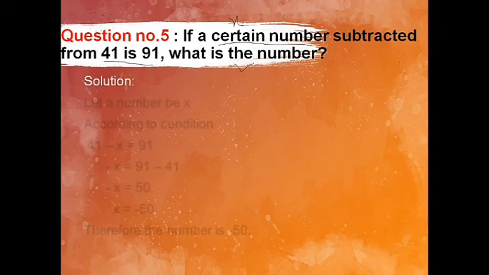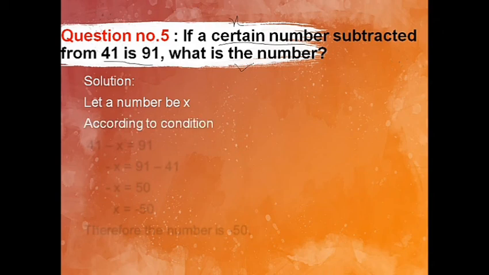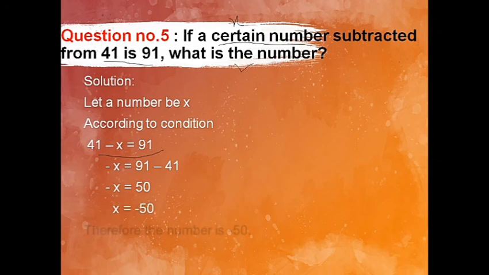So the solution: let a number be x. According to the condition our equation will be 41 minus x equals 91, and to get the value of x I will transfer this 41 to the right hand side. It will become minus 41. So minus x equals 91 minus 41. As I transfer 41 to the right hand side, what is left here is minus x. Then minus x equals 91 minus 41 equals 50. Therefore we got x equals minus 50. Therefore the number is minus 50.